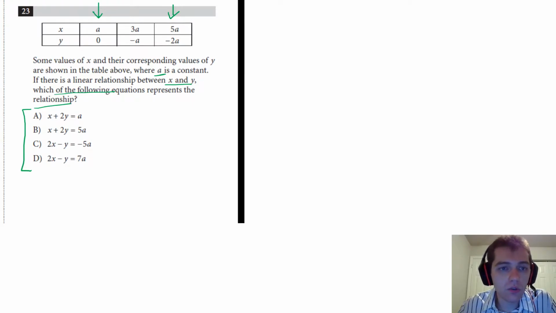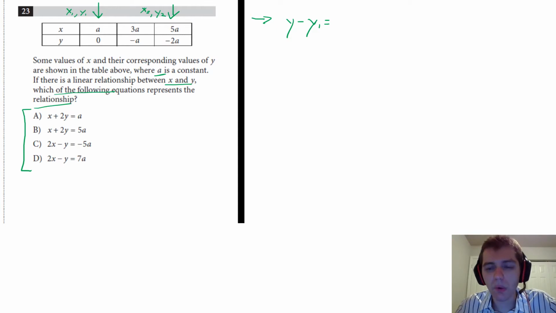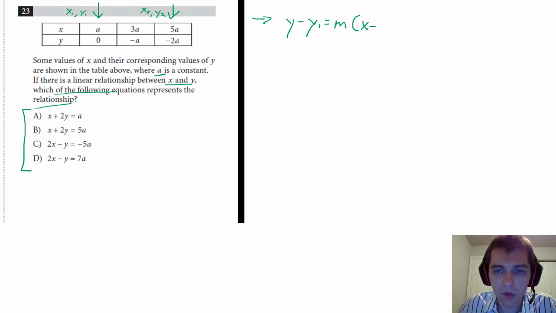So let's use the first one as the point x1, y1, and this point here as x2, y2. And we know our point slope form of a line is y minus y1. This is an equation that you should have memorized going into the SAT. I'll probably do a video on it later. It's very important, along with the equation of a circle, to have this one memorized. So y minus y1 is equal to slope m times x minus x1.